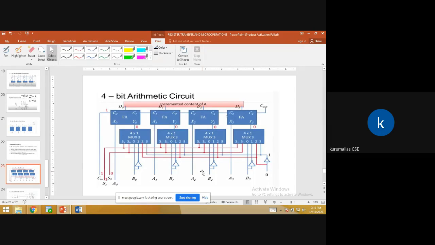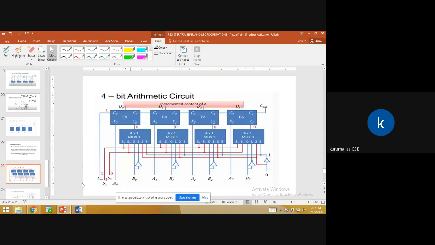So by seeing this 4-bit arithmetic circuit, we can understand that there are four full adders and four multiplexers. Along with that, 1, 2, 3, 4, 5 not gates are there. Remaining, these are all inputs. We know that these are selection inputs, S0 and S1, and some carry is there. The output gives a C out. This is the carry. After taking the input from the multiplexer, the full adder gives the output D0. So by seeing this, we can understand.